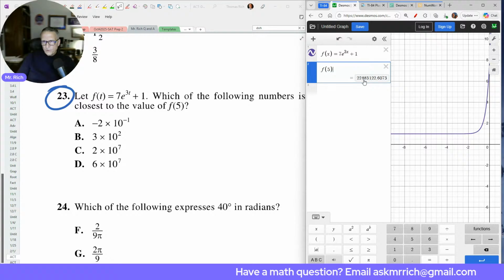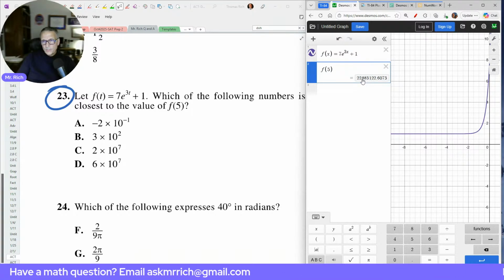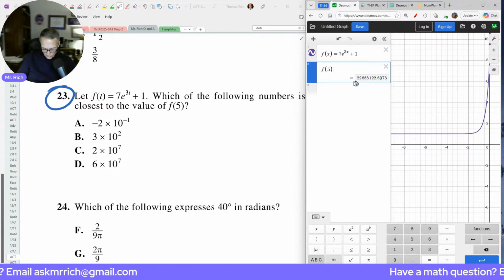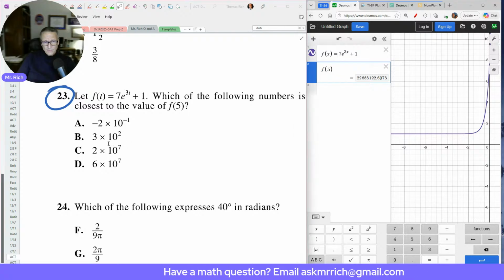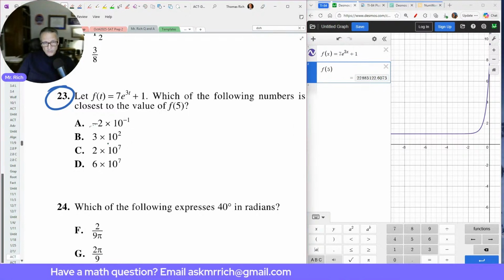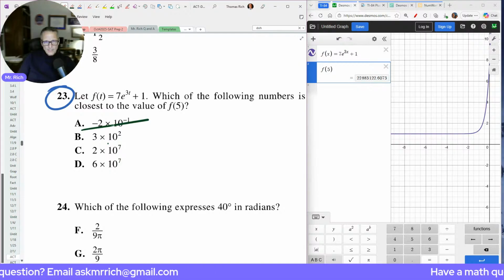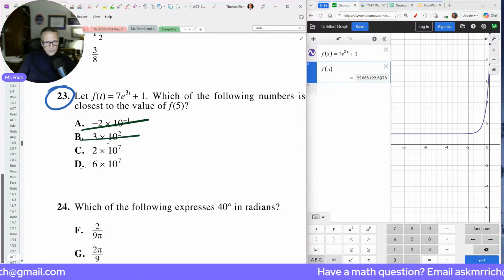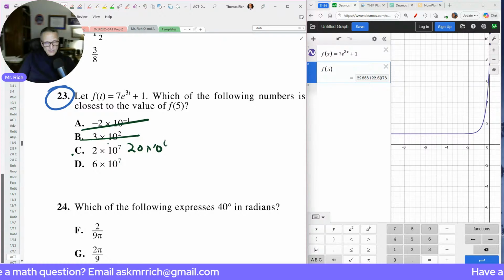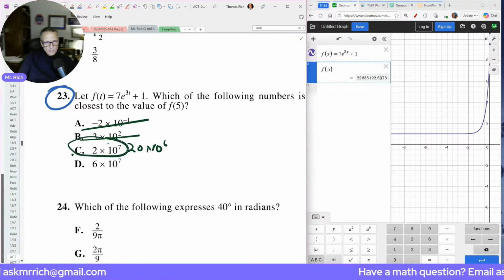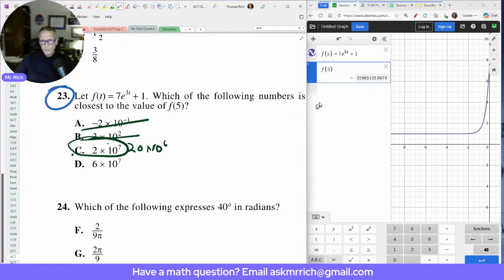Now, this is a very large number. You can see this is going to be 22,883,000 and some change. And therefore, what's the right answer going to be here? It's going to be whichever is closest to the value. Well, that's a small number. That's not it. That's 300. This would be 60 million. That's going to be 20 million. Right? This would be 20 times 10 to the 6th. Okay. So our answer is going to be C right here. All right. So you could use function notation, is my only point right there.